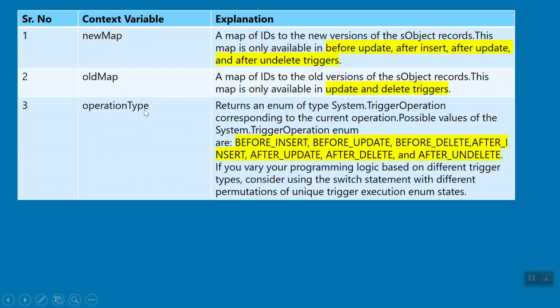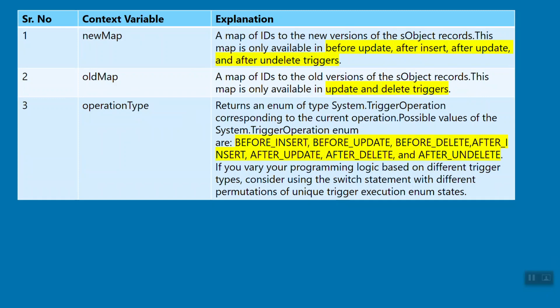Next we have newMap and oldMap. First we'll see the structure of newMap. The structure of newMap is the id as a key and the whole sObject record as a value. So what does trigger.newMap return? It returns the map of id and the new version of the sObject records, and you will get it in case of before update, after insert, after update, and after undelete. We will not get it in case of before insert.